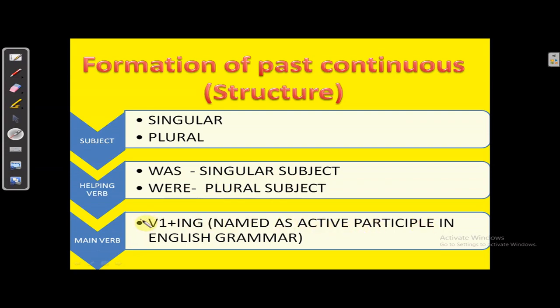Why do we call it the active participle? Because it is V1 plus ing, used in the continuous form at the moment of speaking in the past. Another name for the same one, V1 plus ing, is present participle. So the present participle is used as the main verb, and was and were are the two helping verbs. Accordingly, if the subject is singular, then was; if it is plural, then were. So I think that's simple.